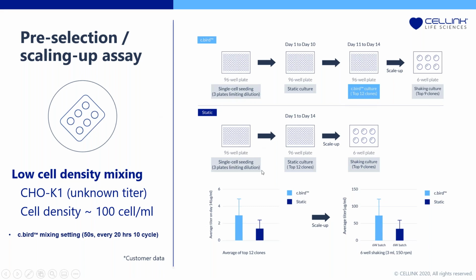For the steady culture, day 1 to day 14 all remained steady culture, and they also picked the top 12 clones and measured the titer. As you can see in the figure, at this stage SIBR still has better performance in the average of the top 12 clones. Then they continued scaling up these top 12 clones to the 6 well plate shaking culture and measured the titer again, and SIBR still performed better. So basically the customer thinks SIBR has somehow a pre-conditioning impact on their cell growth.